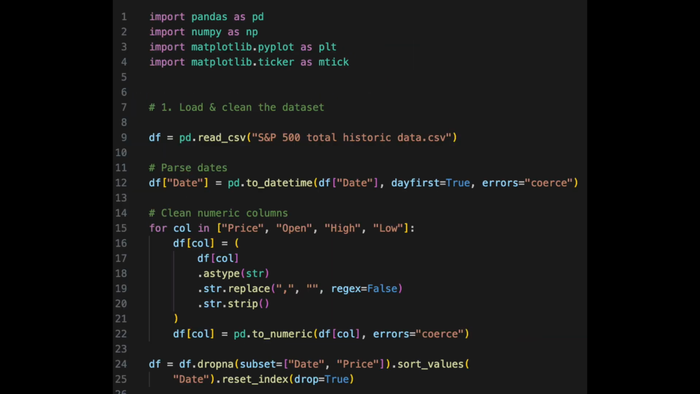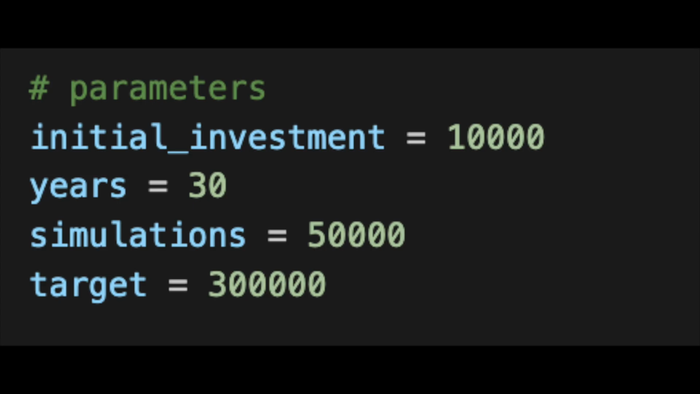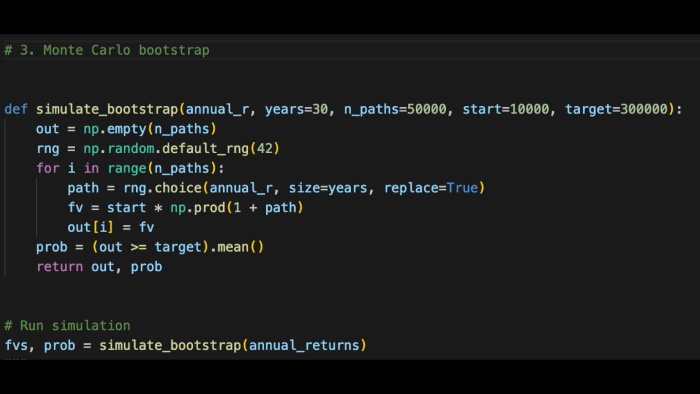The first step will be to load and clean our dataset. Next, we want to calculate how much this index changes monthly, and this will be our returns. Then we will consolidate these monthly returns into yearly returns. Then we assign our previously discussed parameters. Finally, we will create and run our Monte Carlo simulation.